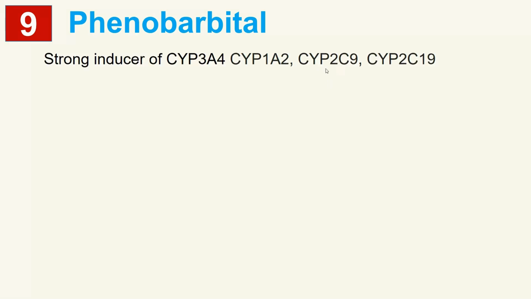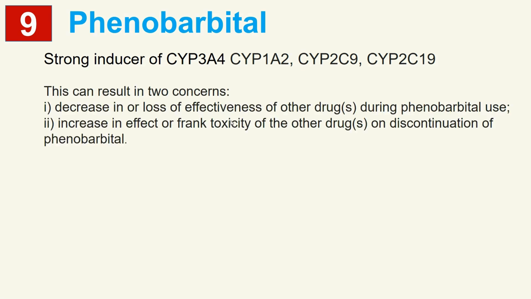Next, important narrow therapeutic index drug is phenobarbital or barbiturates. Phenobarbitals are strong inducers of 3A4, 1A2, 2C9, 2C19, which is the same as carbamazepine and phenytoin. This can result in two major concerns: a loss of effectiveness if you are using it with other inducers, or frank toxicity of the drug if you are using it with inhibitors. Discontinuation of this drug can also result in toxicity if you are using it with drugs that are inhibitors of phenobarbital.